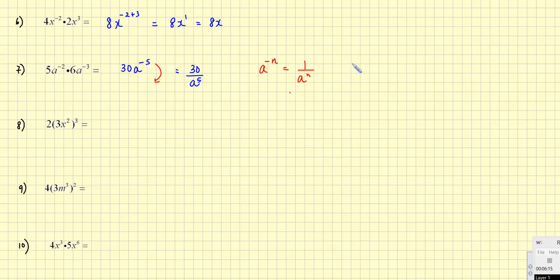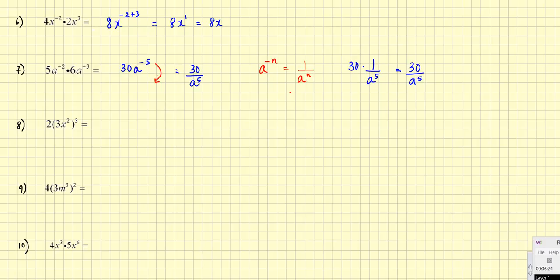So this was really like saying 30 times 1 over a to the 5th, and that gives me 30 over a to the 5th. Just be aware, please, that the 30 does not go down in the denominator. The only term that has that negative 5 power is the a. It is not the 30. So the 30 will remain up in the numerator, and a to the negative 5th will go down to the denominator in order to become positive.